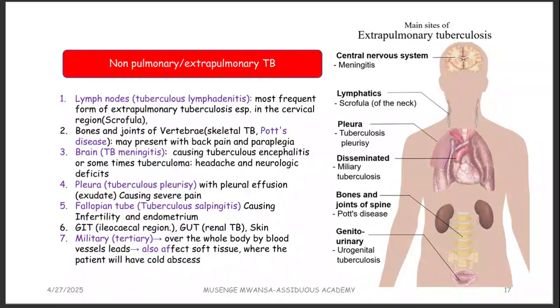You also have the non-pulmonary or extrapulmonary TB. You have got TB of the lymph nodes, that's known as TB lymphadenitis. And then you have got TB of the vertebral column, these bones and the vertebral column. We call that Pott's disease. So it will present with someone having back pain and paraplegia. So they have got this weakness on the lower limb, bilateral weakness of the lower limb.